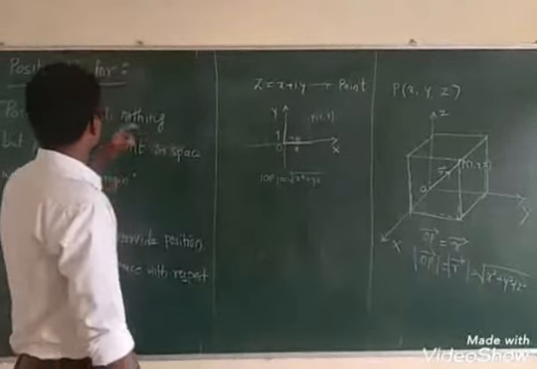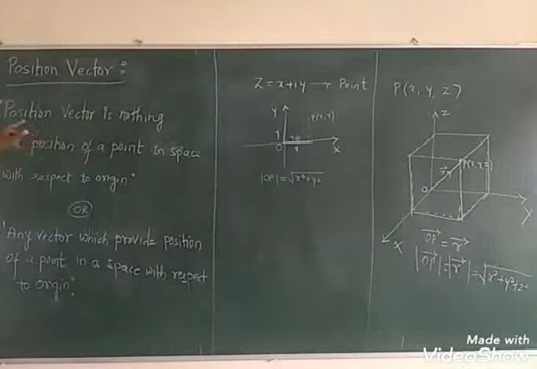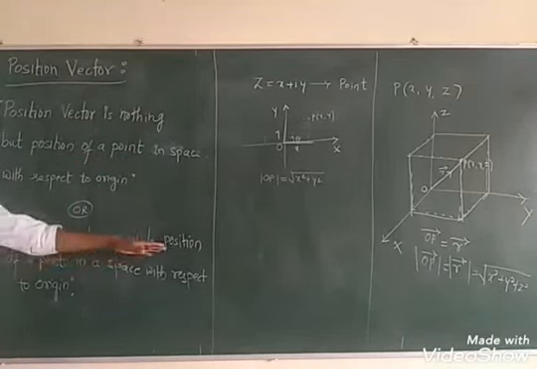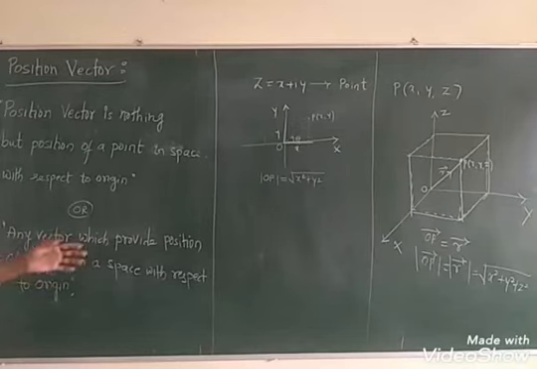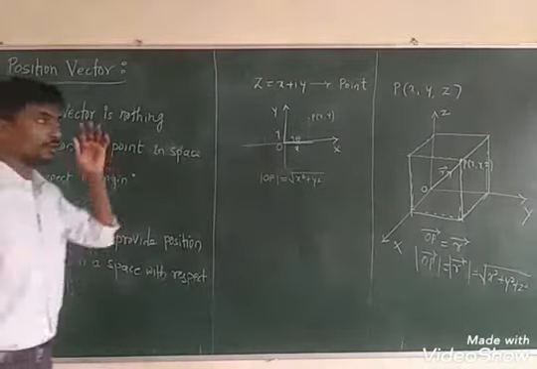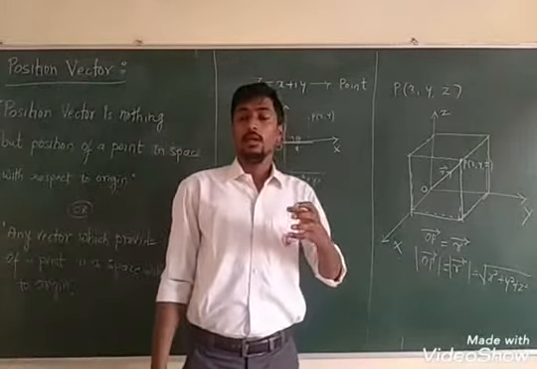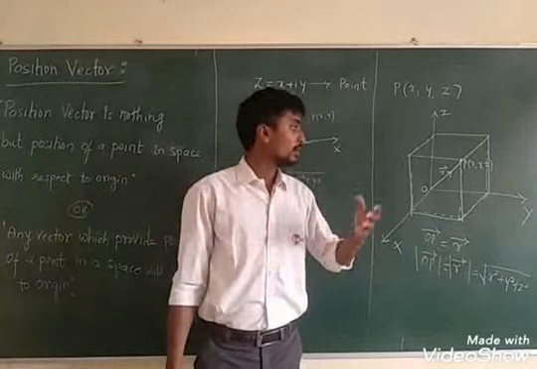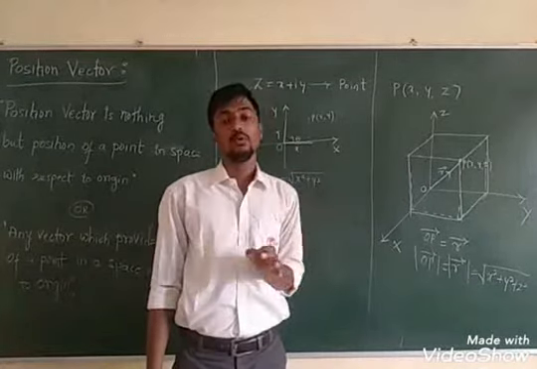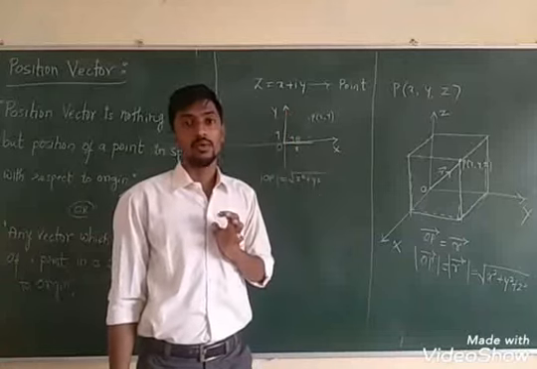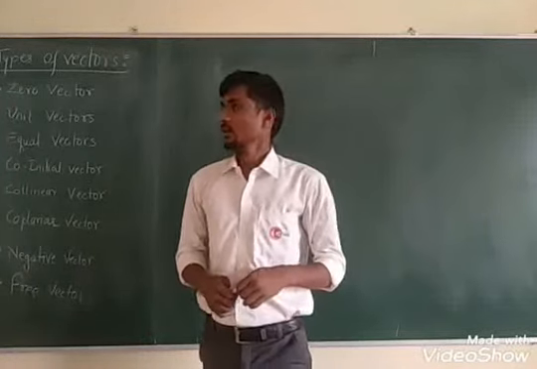Let us recall again. The position vector is nothing but the position of a point in a space, or any vector which provides the position of the point in a space with respect to the origin. You should remember that we always define a position vector with respect to the origin only. So remember this point.